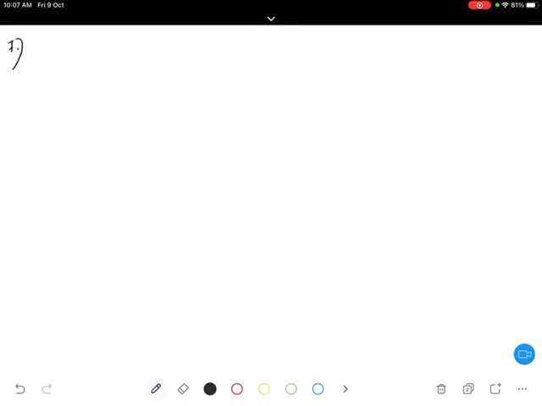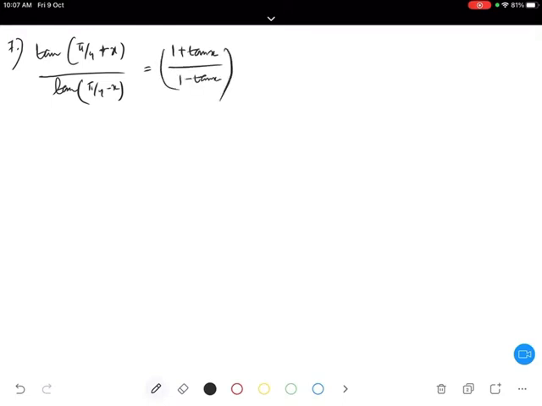So question number 7 is tan of pi by 4 plus x divided by tan of pi by 4 minus x is equal to 1 plus tan x divided by 1 minus tan x, whole square. So this is my question number 7. Now how should I solve this one? In the left hand side I see tan of x plus y and tan of x minus y, so we can apply those formulas.